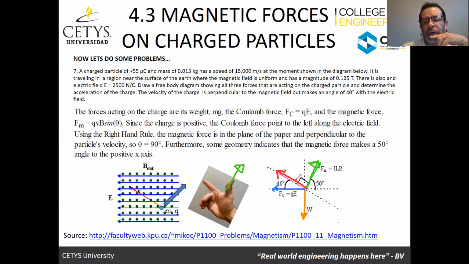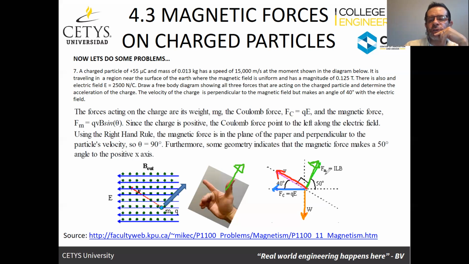And using Pythagoras, this is 90 degrees. And so if this is 40 and this is 90, this has to be 50 degrees. And so we've got the free body diagram of the three forces. Now, each of the forces has a magnitude that we can calculate.